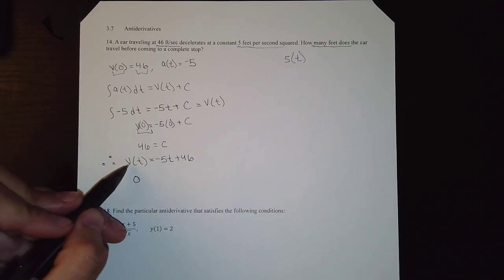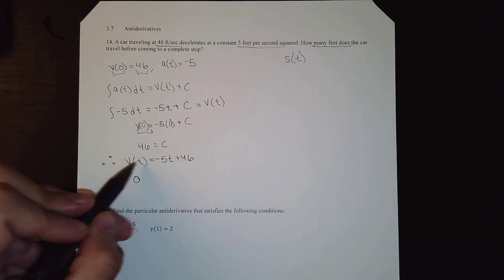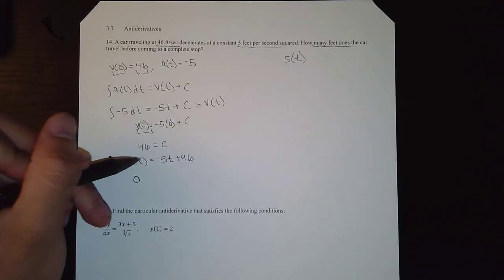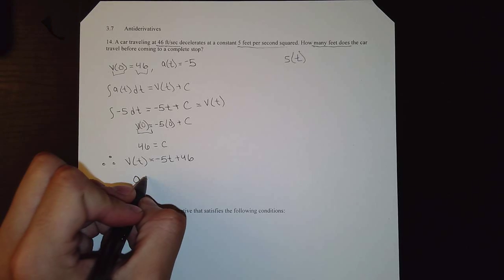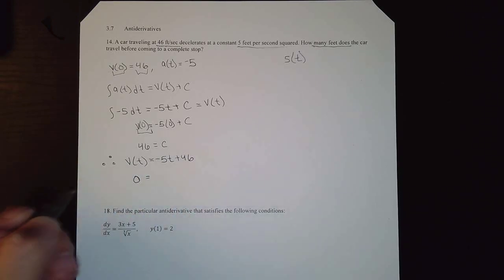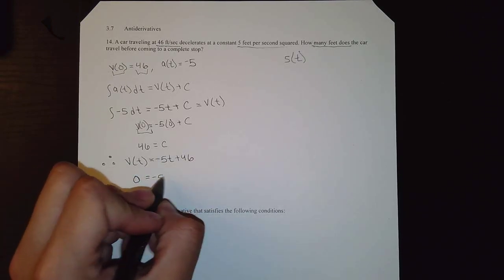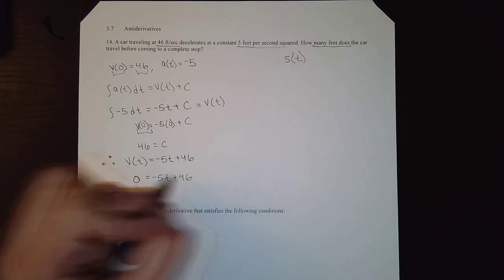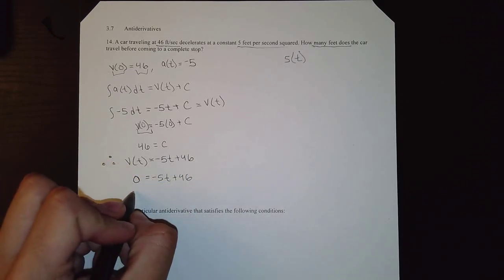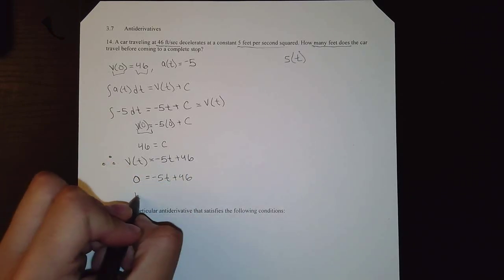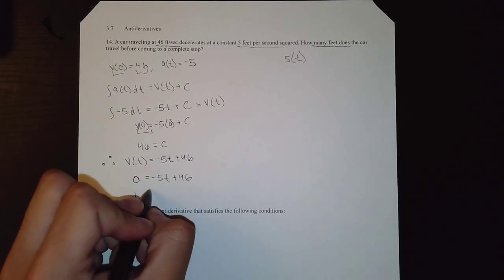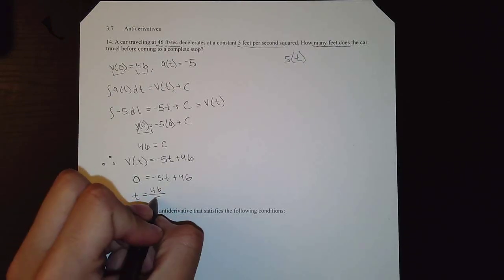So we know the velocity at time t and time 0. Well, the velocity at time t would be 0. So we have 0 equals negative 5t plus 46. And we solve for t, and we would get t is equal to 46 over 5.